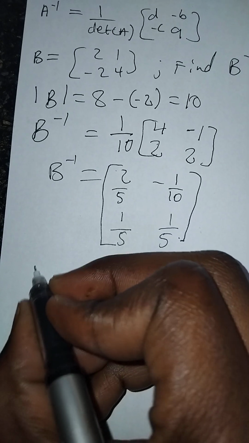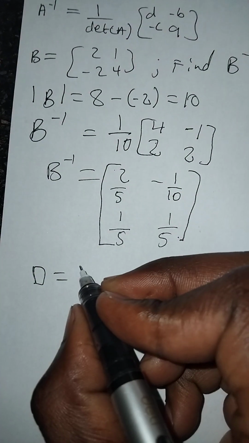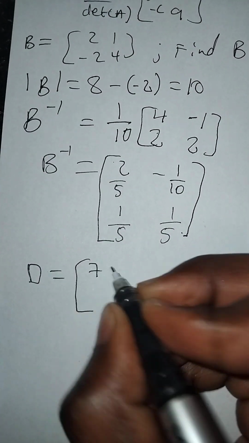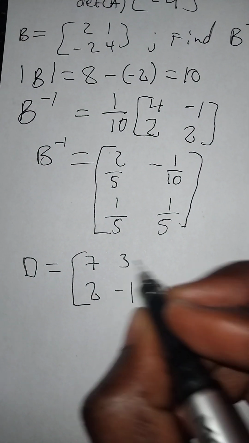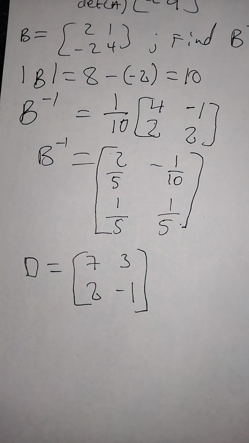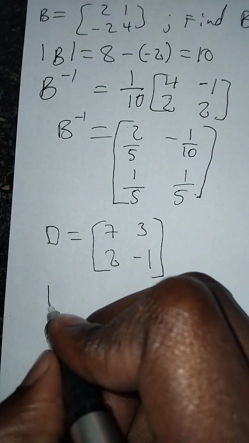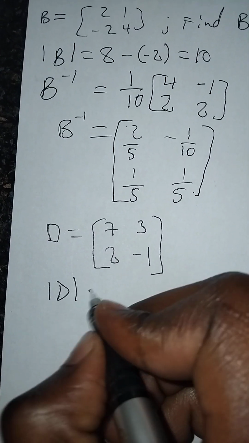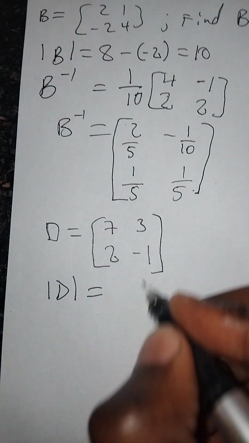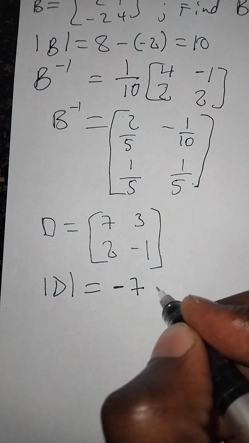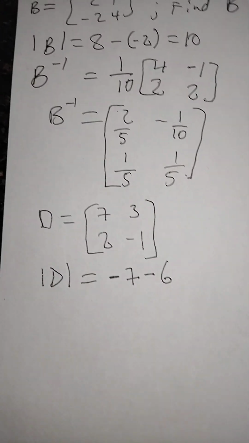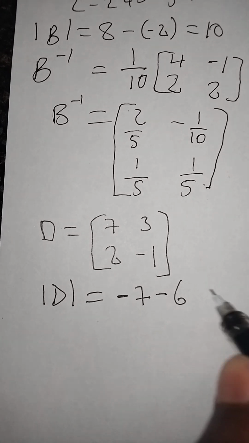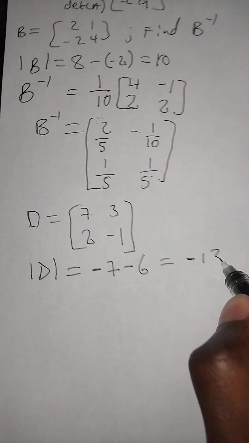Let's suppose you are given a matrix D, where the matrix D has the following entries: 7, -1, 2, 3, just like that. We want the inverse, so we are going to look for the determinant first. That will give us 21 minus, then minus 2 by -1... Since we are looking for a determinant, we have to subtract there. Then that will give us 13.